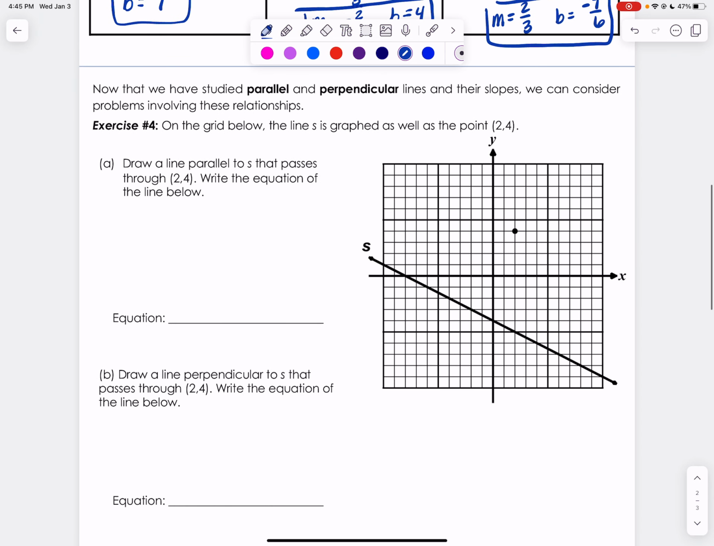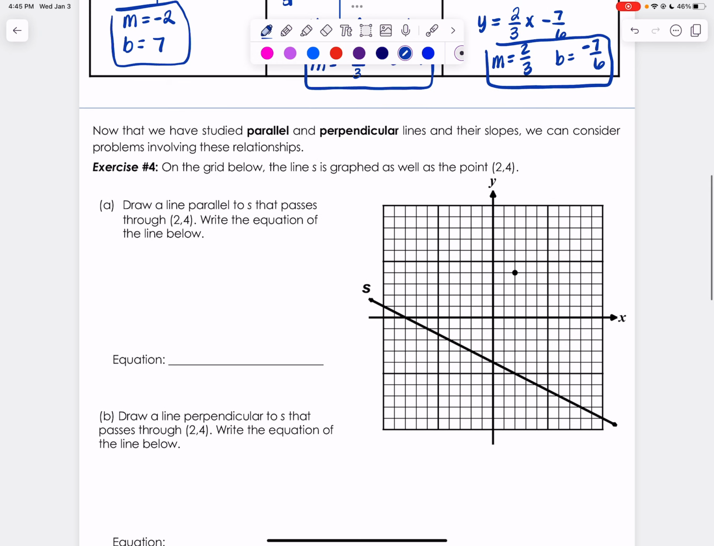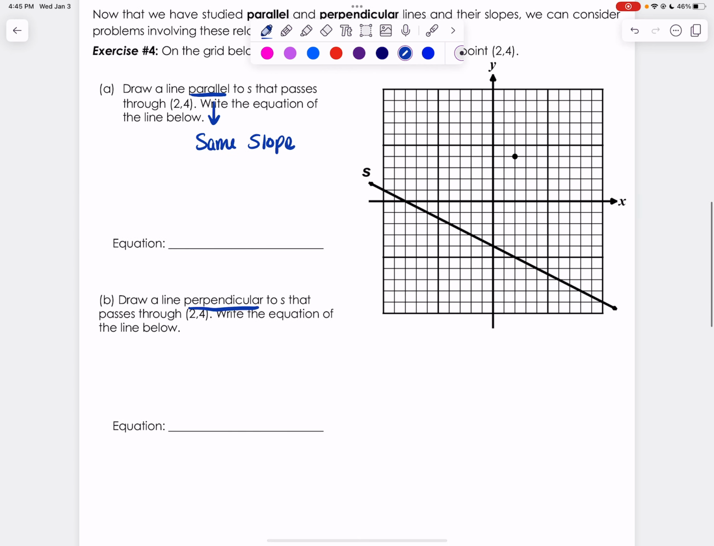Alrighty, now that we have studied parallel and perpendicular lines and their slopes, we can consider problems involving their relationships. So on the grid below, we have the line S that is graphed as well as the point 2, 4. What we're going to want to do is draw a line that's parallel to S and goes through the point 2, 4, and draw a line that's perpendicular to S and goes through 2, 4. But the thing is, we know that parallel lines have the same slope and we know perpendicular lines have negative reciprocal slopes.